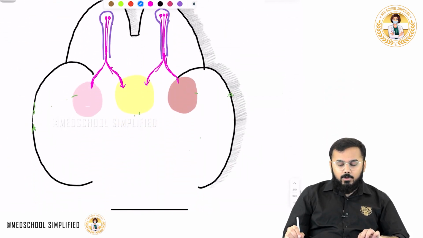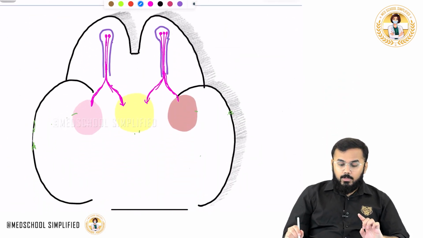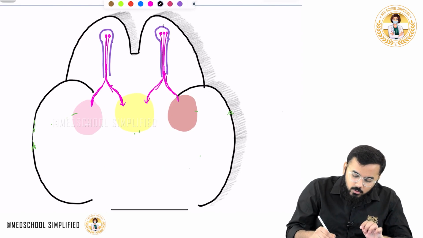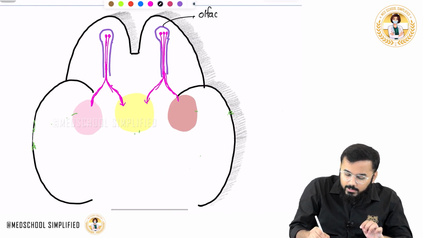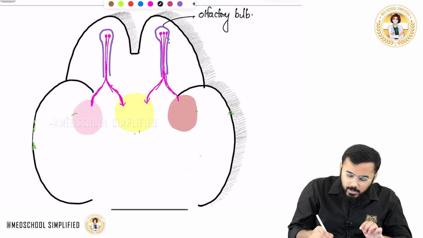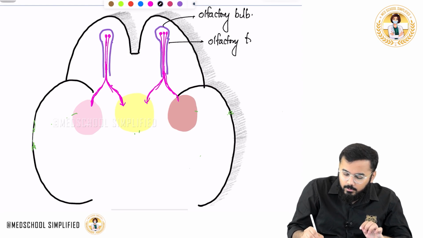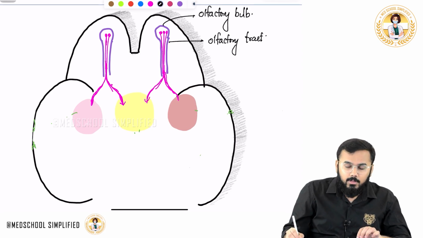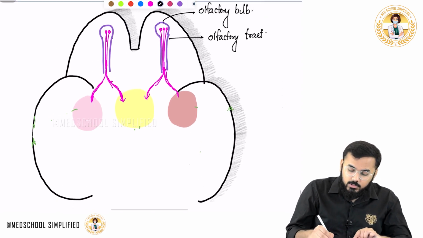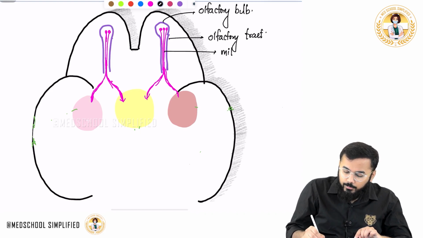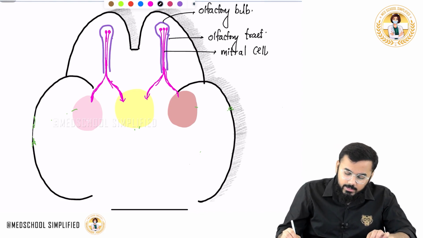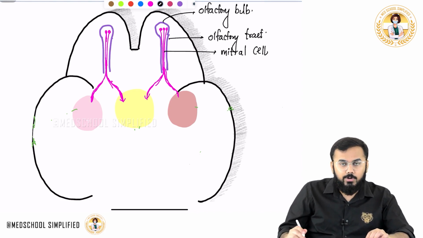So, what will happen over here? Just look at this picture. In this picture, this one over here is called your olfactory bulb. This is the base of your brain. And this is called your olfactory tract. What did I tell you? These fibers are called fibers of mitral cell. Now, these fibers of mitral cell are dividing into two striae.